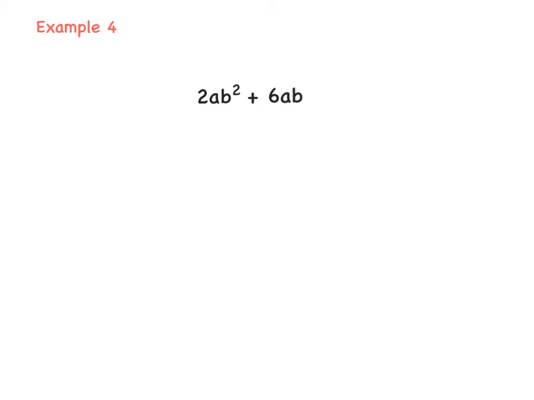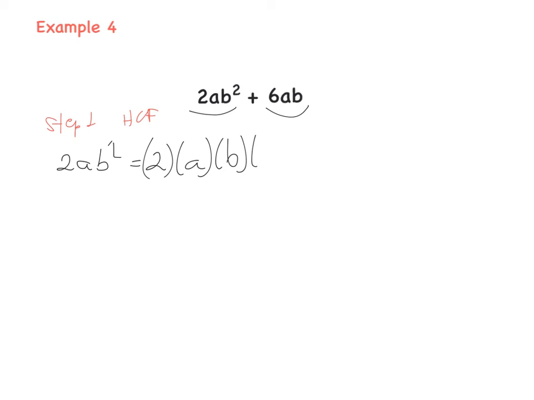Okay, and this is the last question in here today. So the same, we need to follow 2 steps. Okay, so let's start with step 1, highest common factor. Okay, so we have 2 terms in here, and we need to find the factors. So 2ab squared is 2 multiplied by a multiplied by b and multiplied by b, okay? This is b squared. And then the next one, 6ab, is 6 multiplied by a multiplied by b.